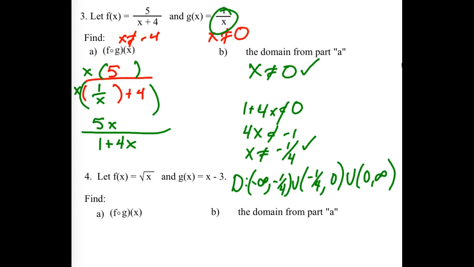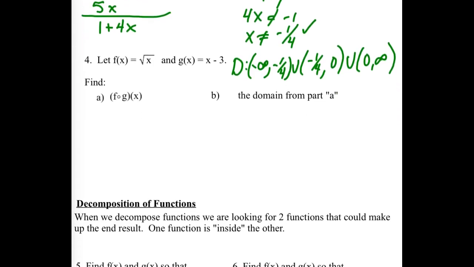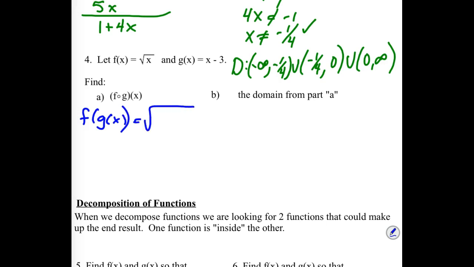Okay? All right, this one says f of g again. So we're going to start with function f. We're going to dump in g. Function f is simply a square rooting function. Whatever we dump in it, it's going to square root it. What piece are we dumping in? The x minus 3. There's nothing we have to do to clean that up. That's as far as we can go.